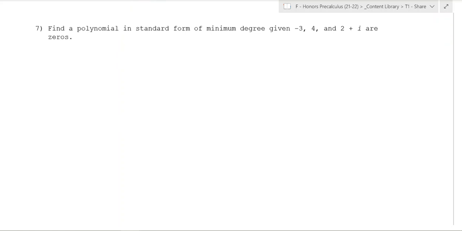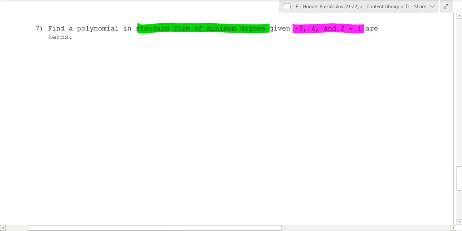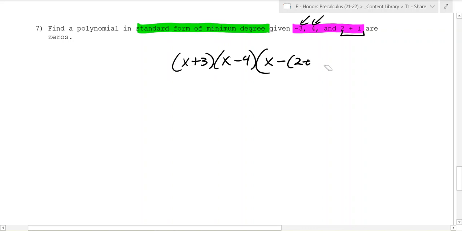So another thing you could be given is a polynomial in standard form of minimum degree, given that these are zeros right here. So what that means is if -3 is a 0, x plus 3 is a factor. If x equals 4 is a 0, x minus 4 is a factor. And then for the next one, if 2 plus i is a 0, x minus 2 plus i is a factor.